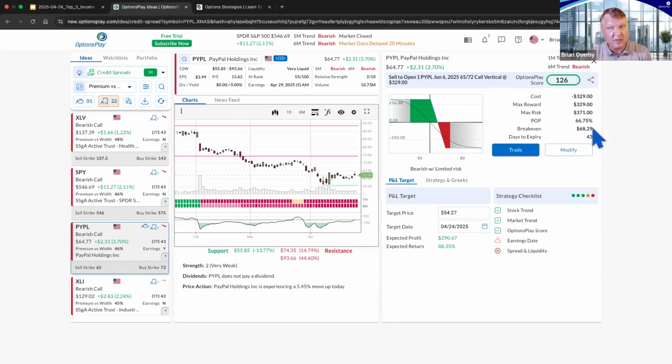So this would be somewhere similar to the delta of that strike option contract. And it gives you the probability of profit just by looking at POP.